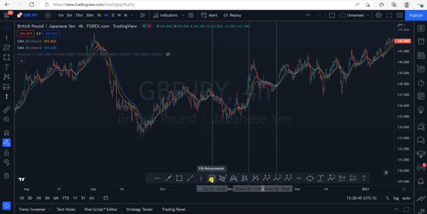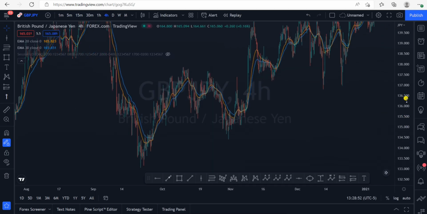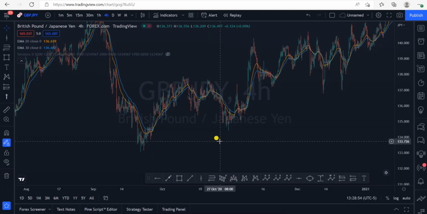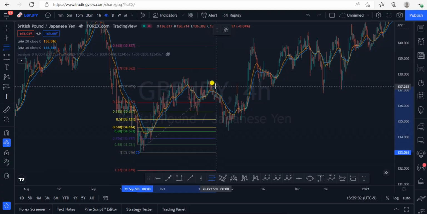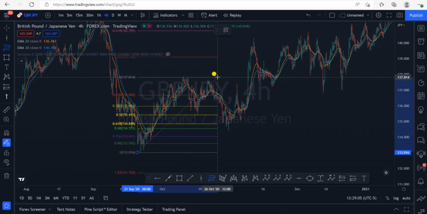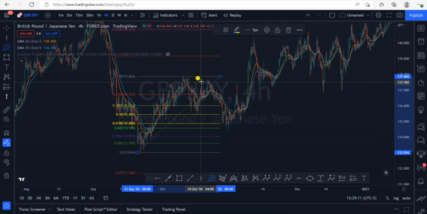You can use the Fibonacci retracement tool now, where I'm going to show you how to use that. You've been exposed to that in the basic class. Let me show you how to use that tool. So when the market is in an uptrend, you identify the low of the market, right? And then you identify the high before the market makes the retracement. So this is the low and this is the high.